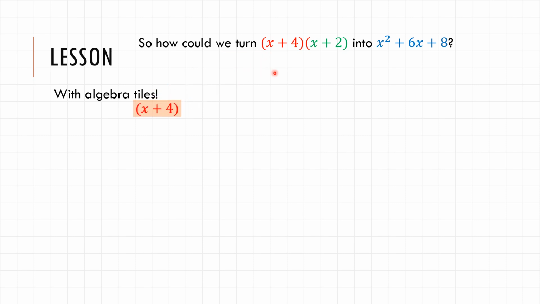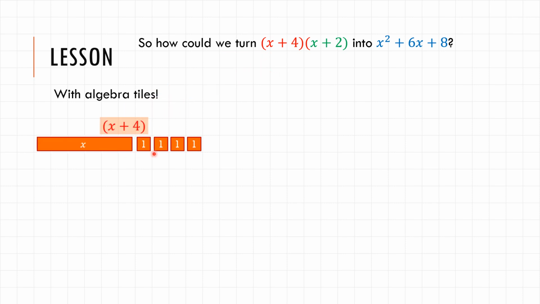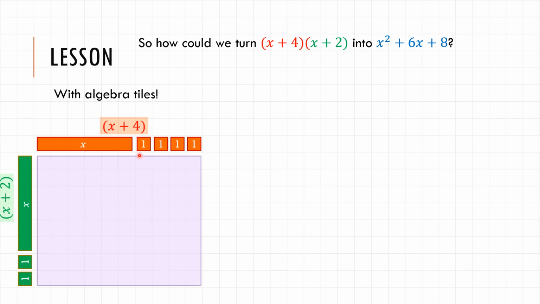So let's look at x plus 4 first. This is how I would describe that. X, and then 1, 2, 3, 4. And then the length would be x plus 2. X plus 1, 2. Now the rectangle that is created by this would fill up all of this space. What is the area of this rectangle?